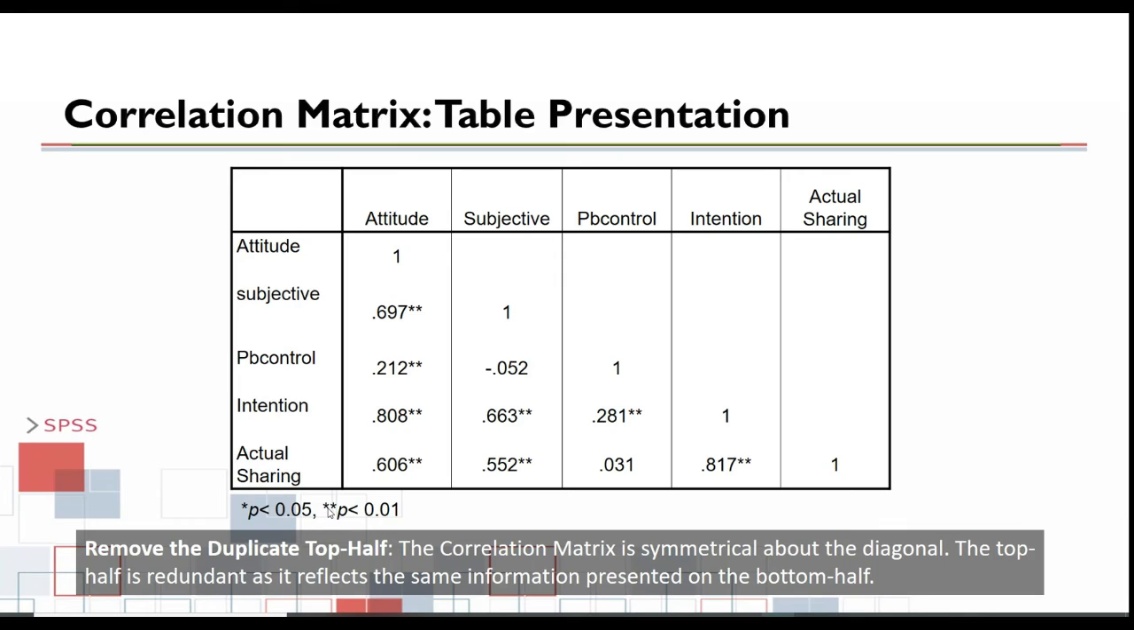You can also include the stars over here. One star indicates your p-value is less than 0.05. Two stars indicates that your p-value is less than 0.01. So this is how you can report your correlation matrix in your thesis. Okay, that's all about correlation.